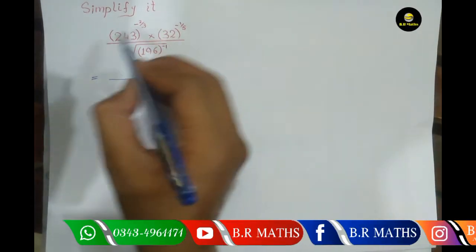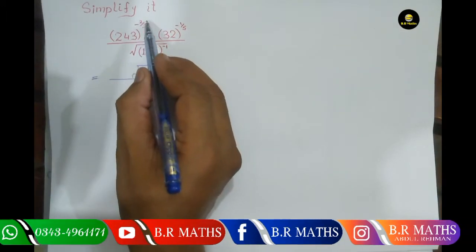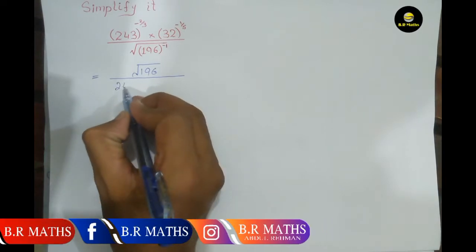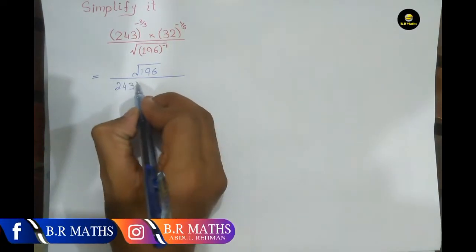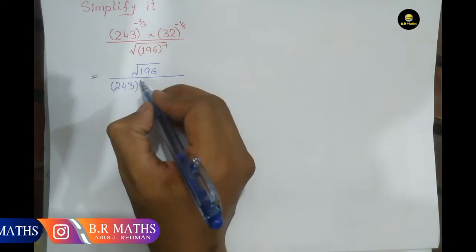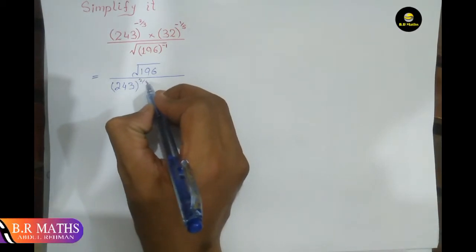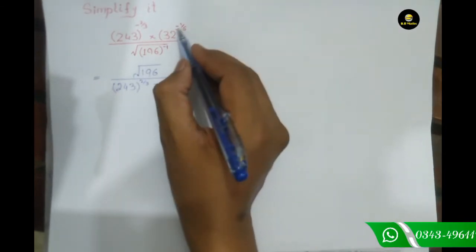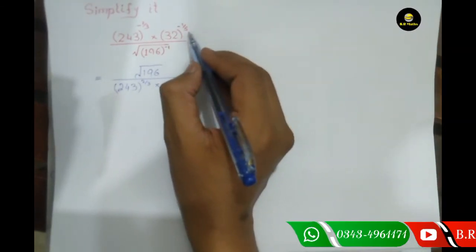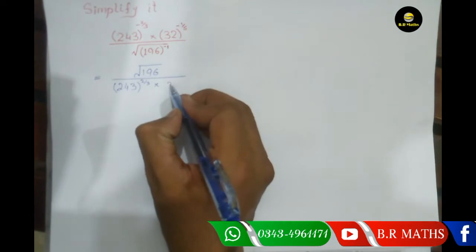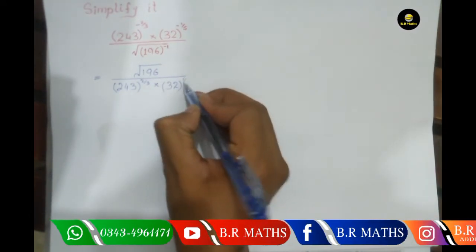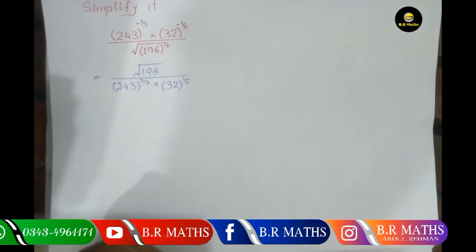Similarly, 243 raised to power minus 2 by 3 moves to the denominator, so it becomes 243 raised to power 2 by 3. And next, 32 with power minus 1 by 5 becomes positive when moved from the numerator to the denominator. Okay, the first step is this one.